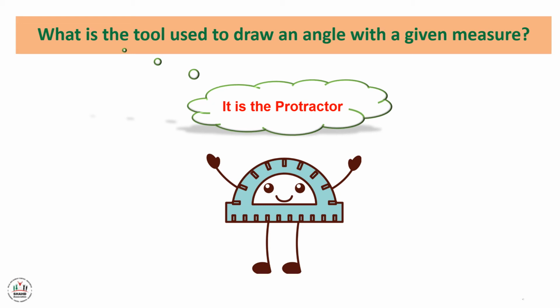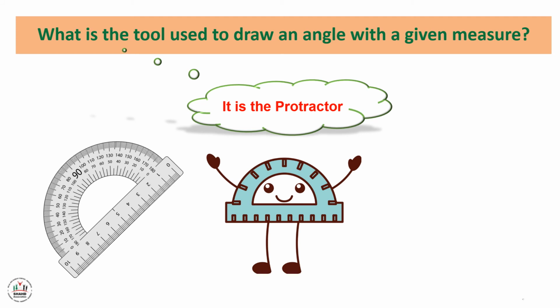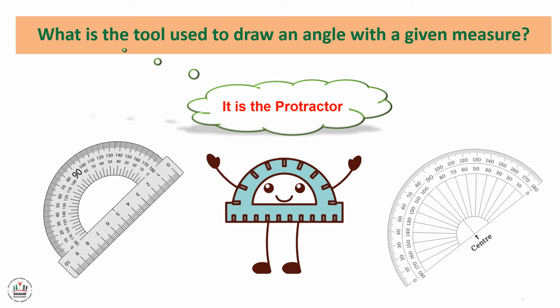So we use the protractor tool to draw an angle with a given measure. This is a protractor tool. Also, this shape is called protractor. So to be able to draw any angle we must use the protractor. Just as we used the protractor to measure any angle, also when we want to draw the angle we use the protractor.